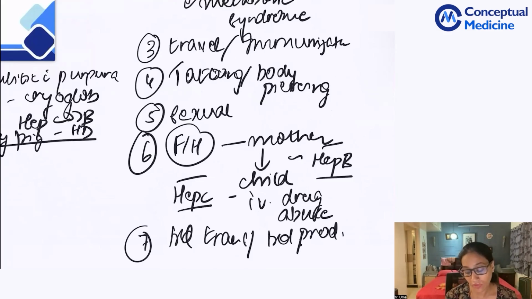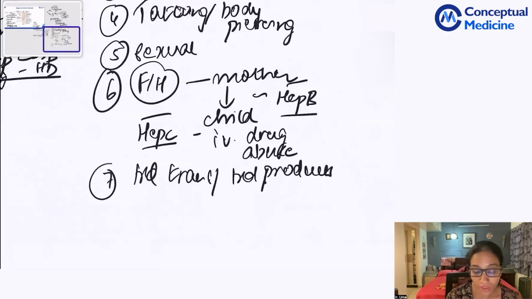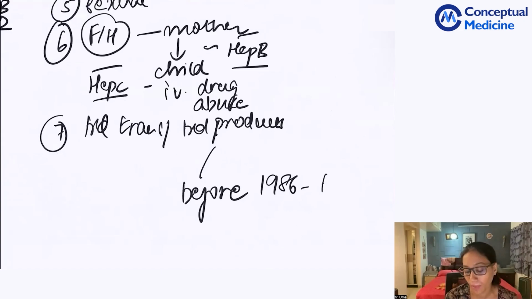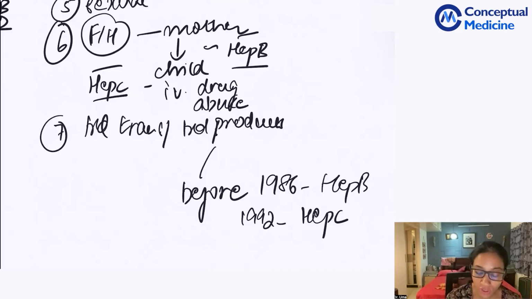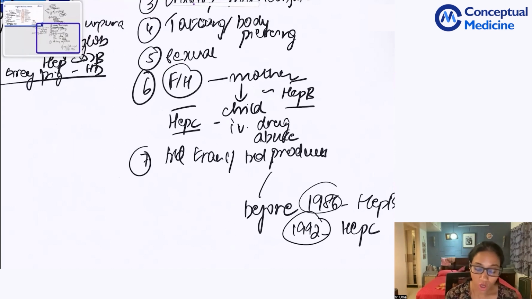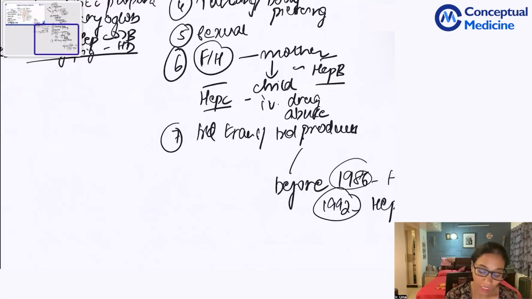So this is relevant if it is before 1986, because before that you never had core antibody checked for hepatitis B, okay, and 1992 for hepatitis C. So any history of blood transfusion or blood products before these years is what is important, because after that, most of them have been screened well. So these are the common history which you have to know.